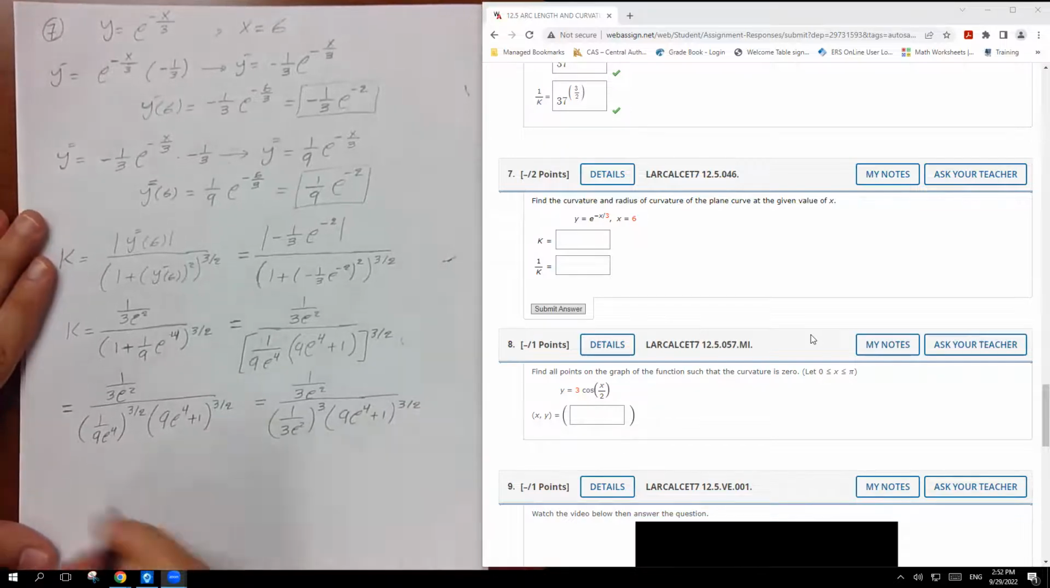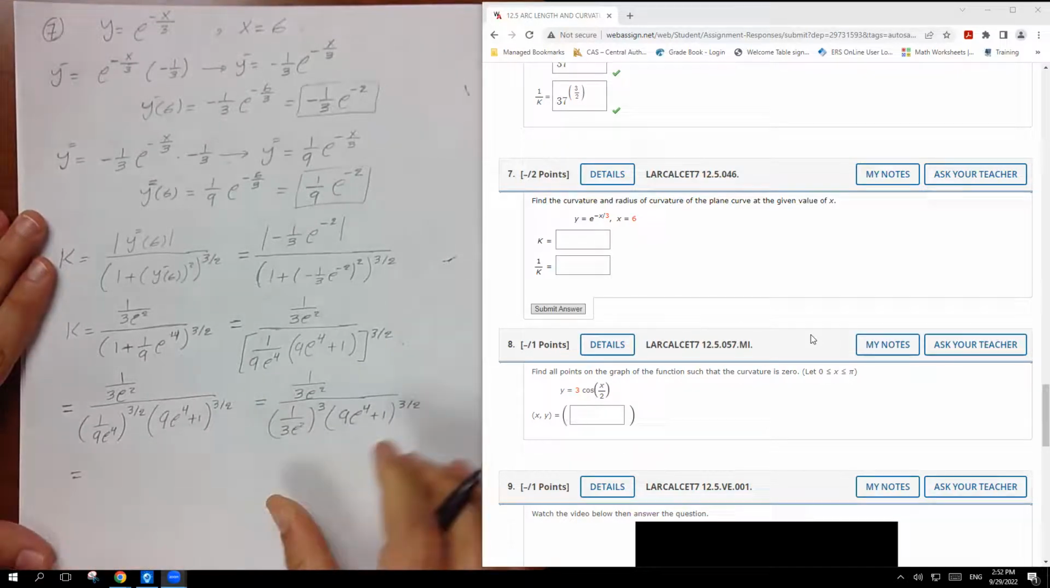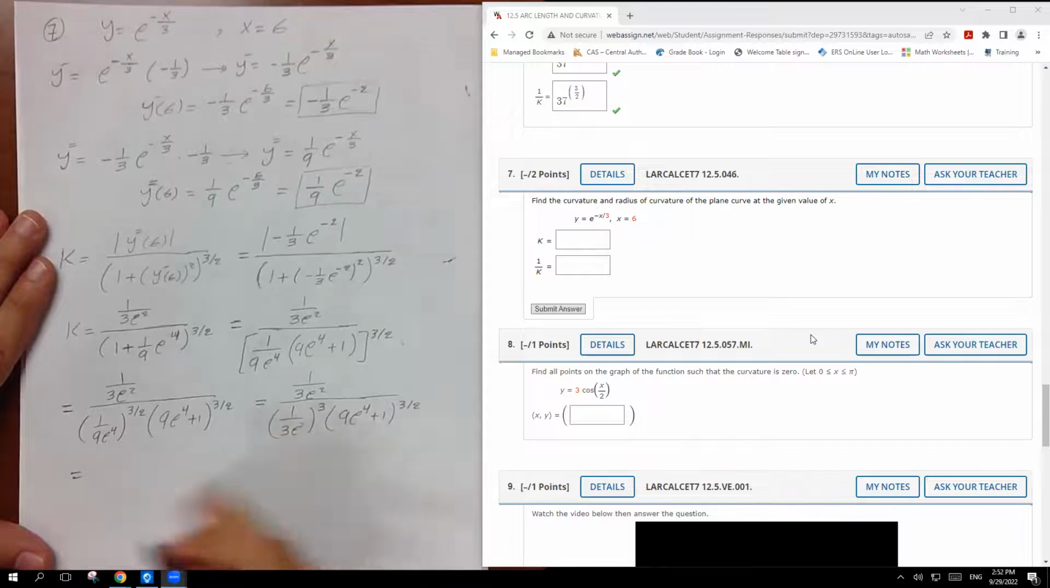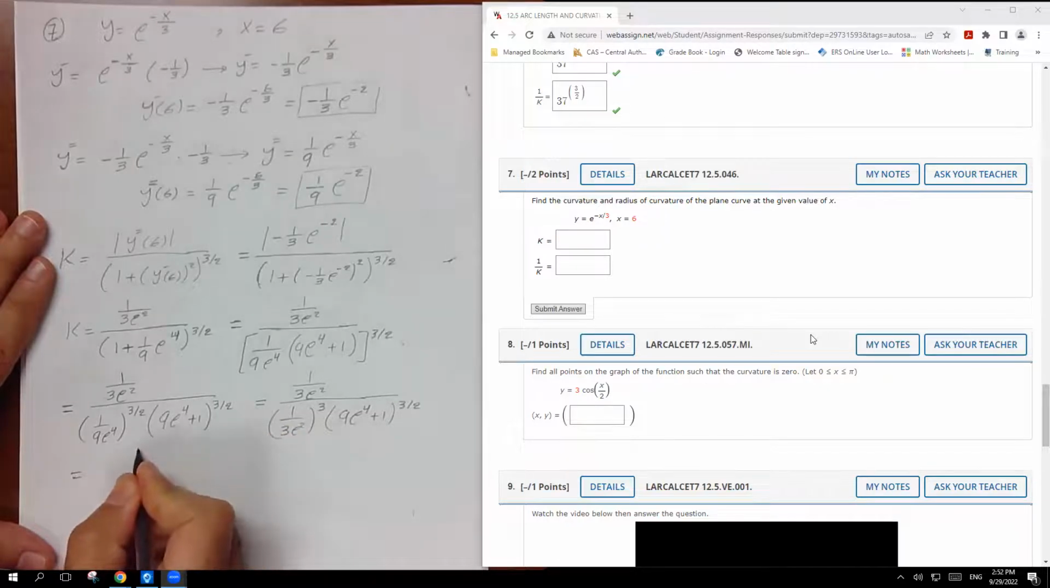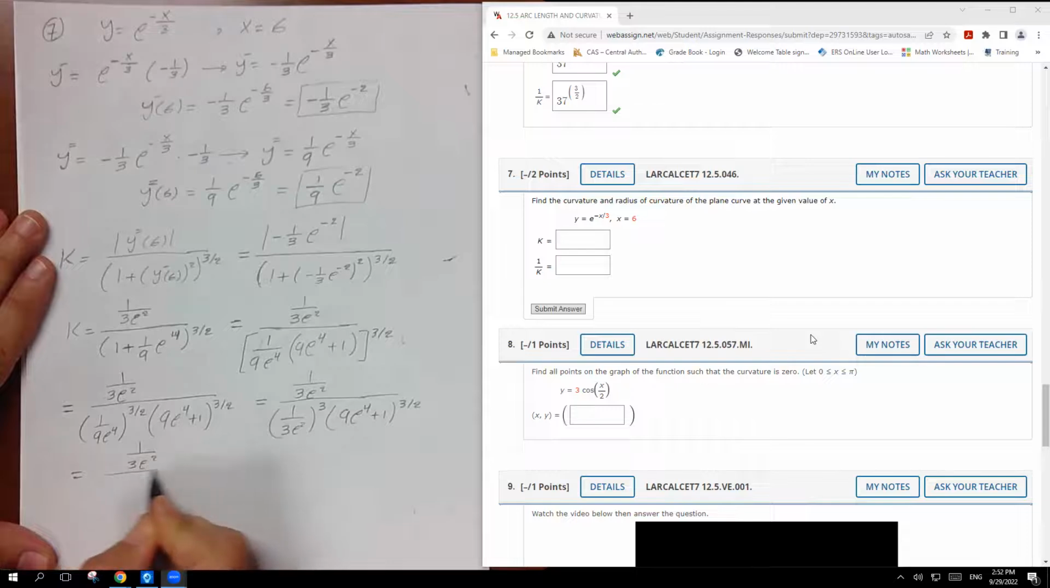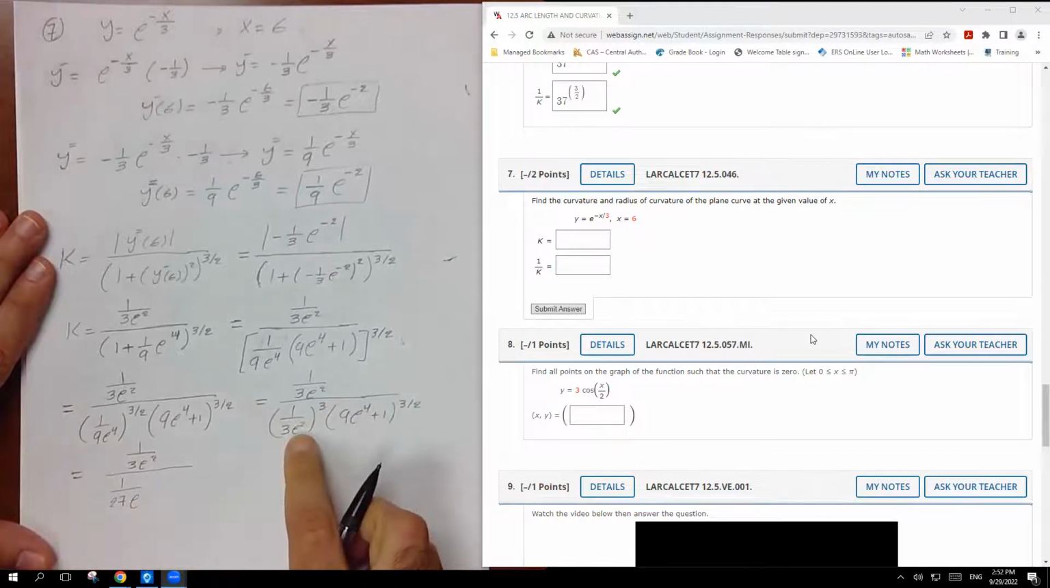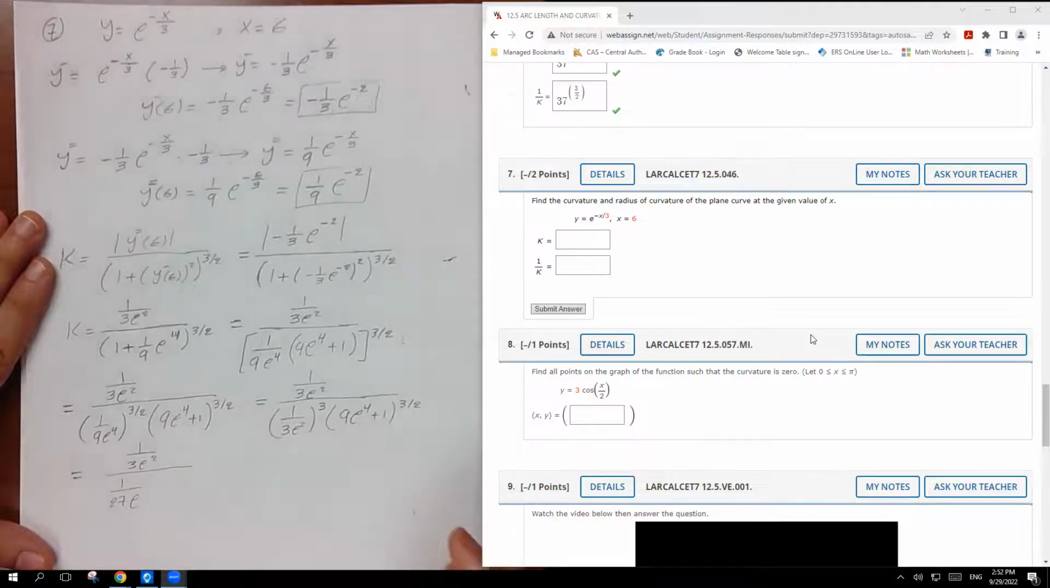Yes, that's right. Let's check what we're going to do next. I'm going to cube. So on the top, 1 over 3 e squared stays the same. And on the bottom is going to be 1 over 27 e to the power 2, 2, 2. So it's going to be e to the power. We have something wrong.